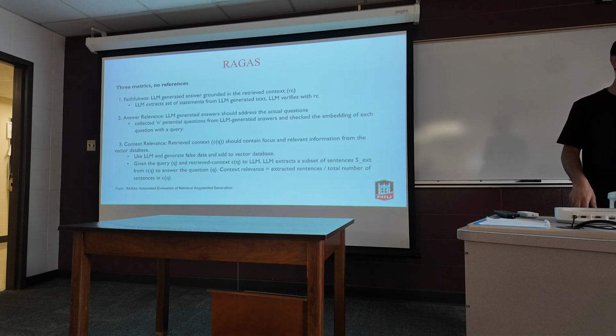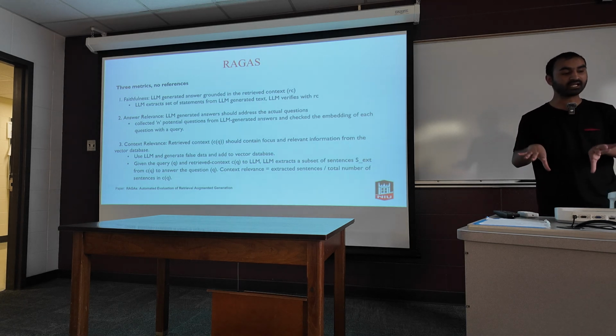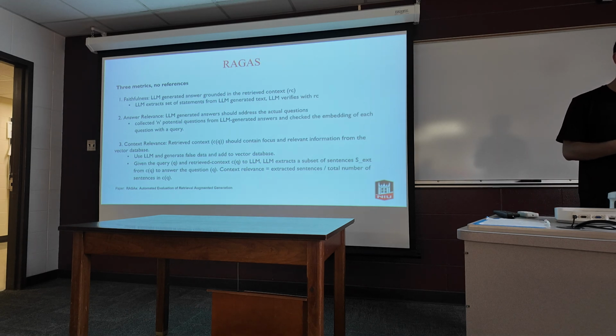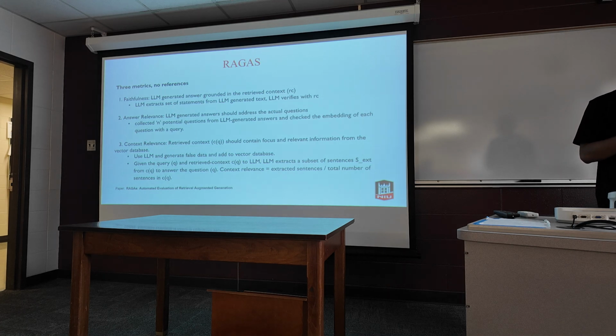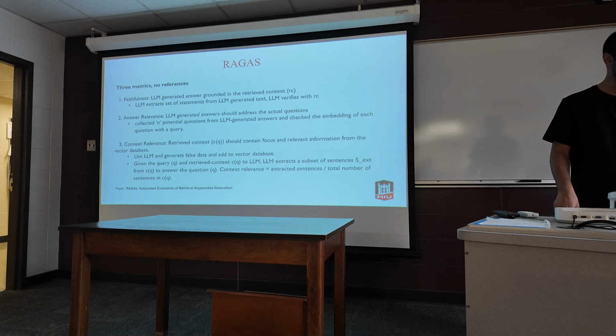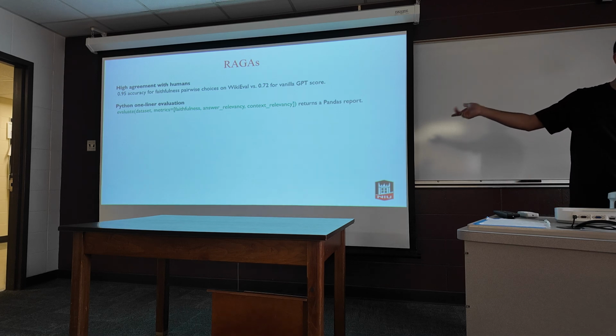So I have a query, I am asking some question, and I have a retrieved context from the vector database, and this retrieved context is sent to the LLM. Now I am using another LLM to extract a subset of sentences from the retrieved context, and then this subset is measured against the total number of sentences in the context. So context relevance is the ratio of extracted sentences to the total number of sentences in the context. They show some score, and then it gives a good score.